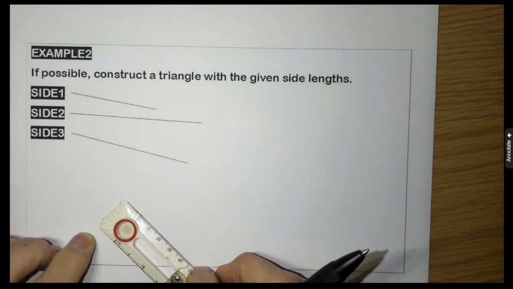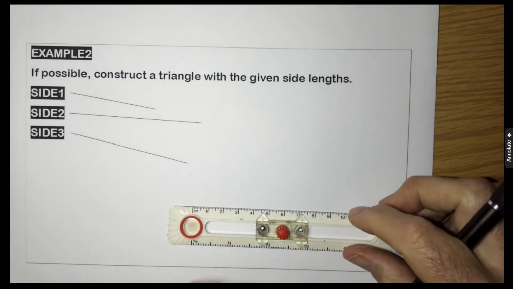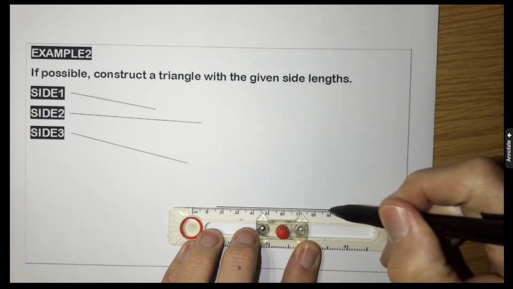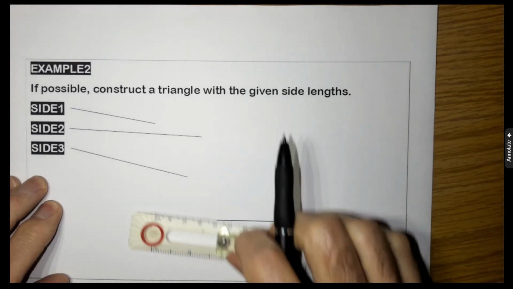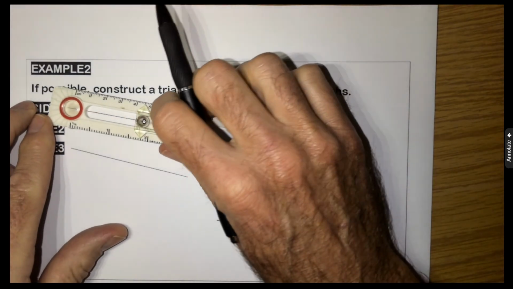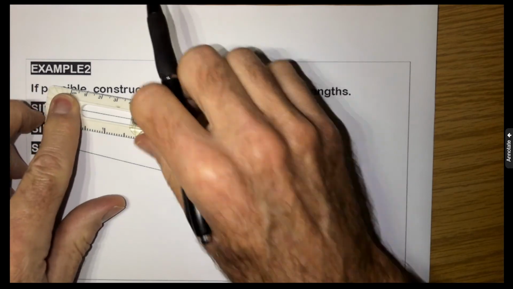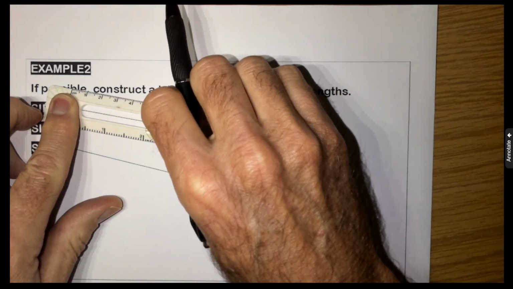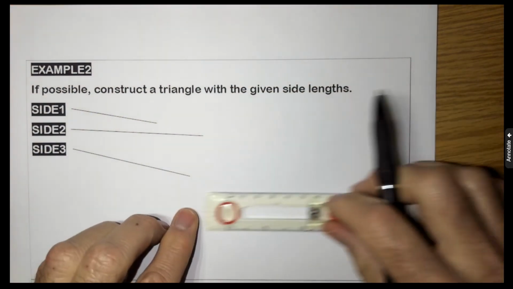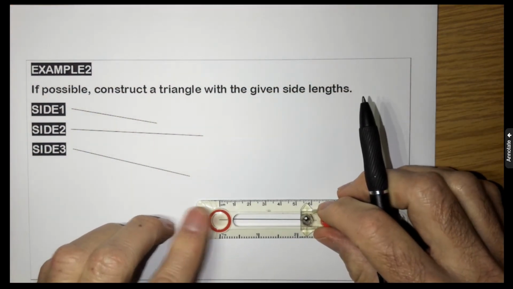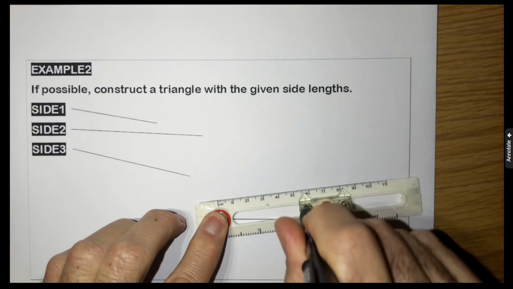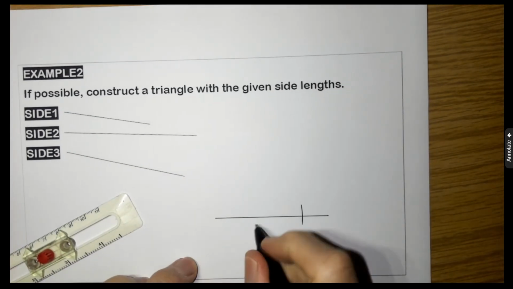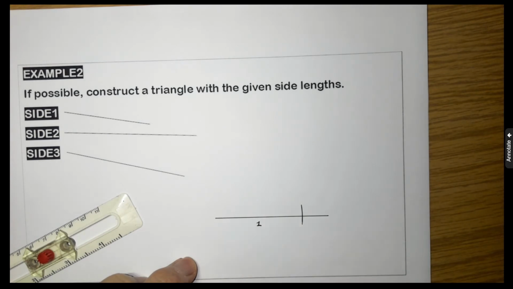So I'm going to start by constructing side number 1. So I need to put a line segment that is longer than side 1 on my paper. Then I'm going to go up to side 1 with my compass and set the radius so that it matches the length of side 1. Once my radius is set, I'm going to go to one end of my line segment and mark that off. And so this line segment right here is side number 1.